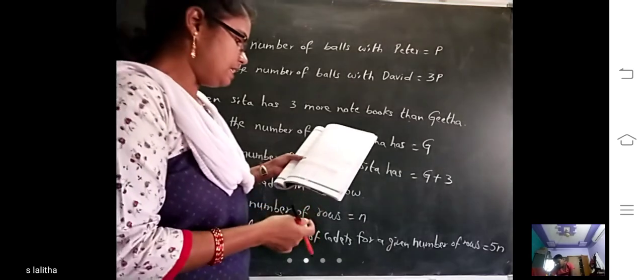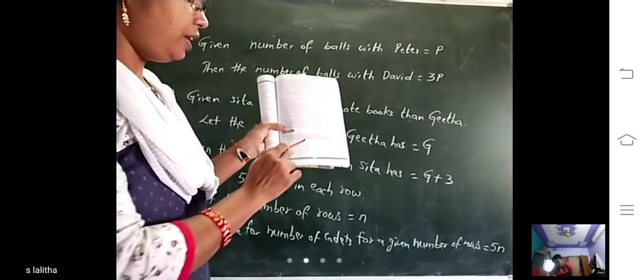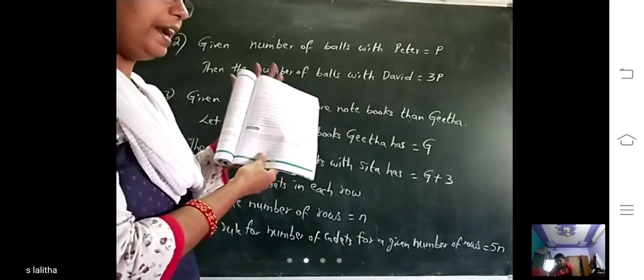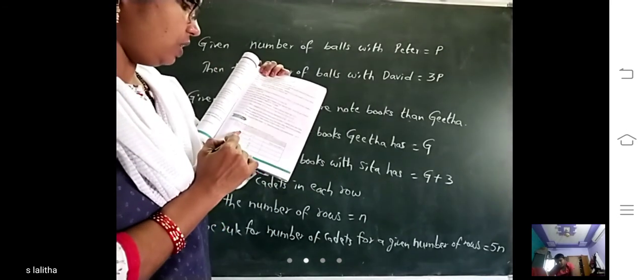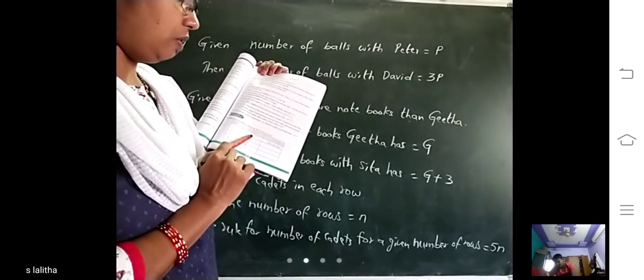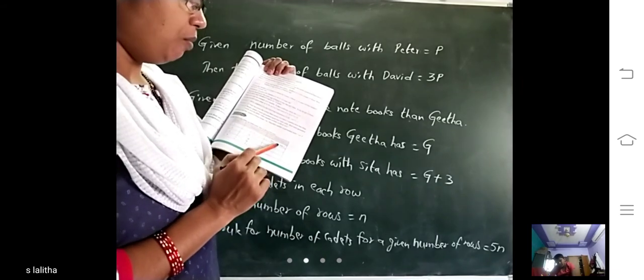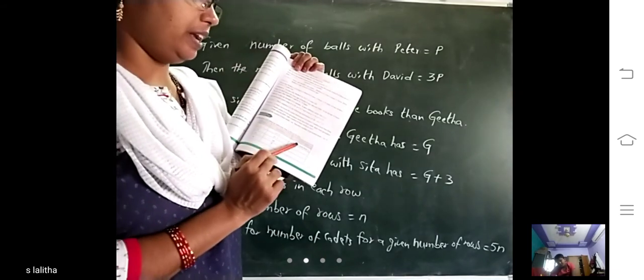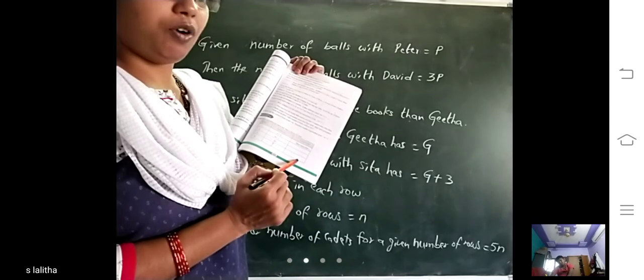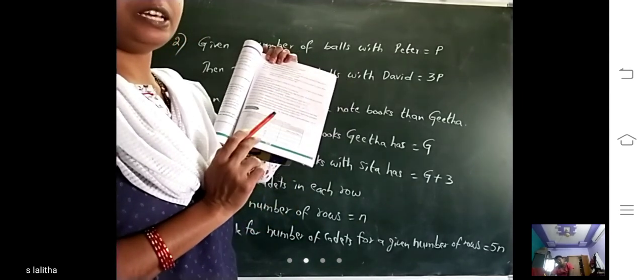Today's homework: see page number 105. A table is given. You have to write in verbal form. The first one is already given: y plus 3 is the expression. What is the verbal form? 3 more than y. Like that you have to write in the verbal form. Okay. This is the homework for you. Send it to my WhatsApp number.